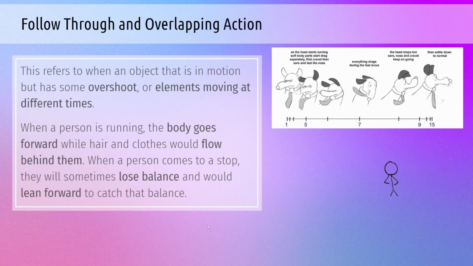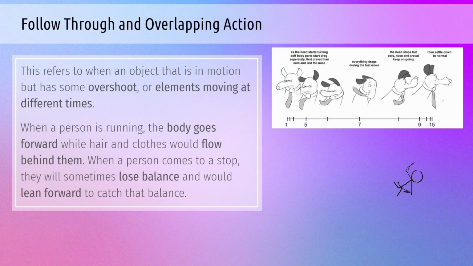Follow through and overlapping action. This refers to when an object that is in motion has some overshoot or elements moving at different times. When a person is running, the body goes forward while hair and clothes would flow behind them. So if you try moving your body right now, you'll notice that your arm goes up, but your clothes are kind of lagging behind you. That's what you're going for.